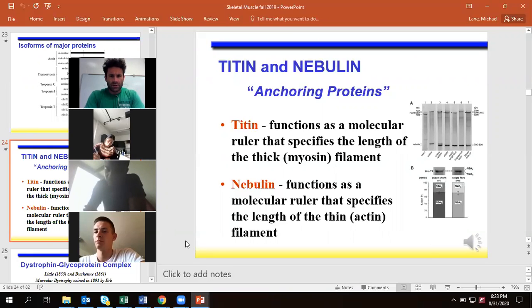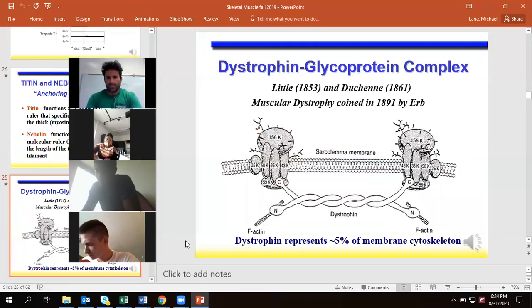Now, titin is interesting because that's going to actually be that ruler that's going to keep myosin in the center, and it gives us a bit of the elastic component. And titin actually is going to have two separate isoforms, which are going to be expressed slightly differently depending on training status, but there still needs to be more research done in that area before it's going to be a little bit more clarified. Nebulin is the one that's going to regulate the length of actin.